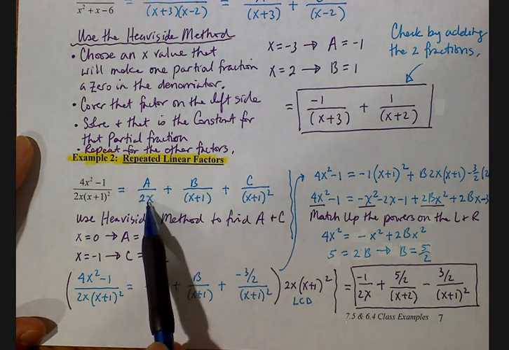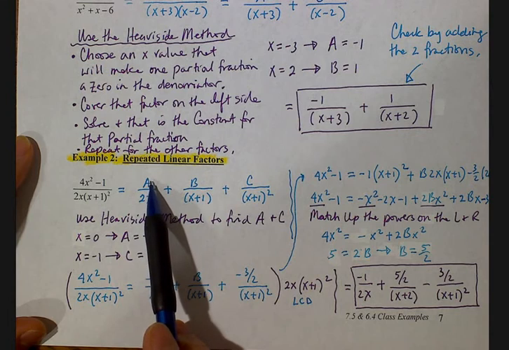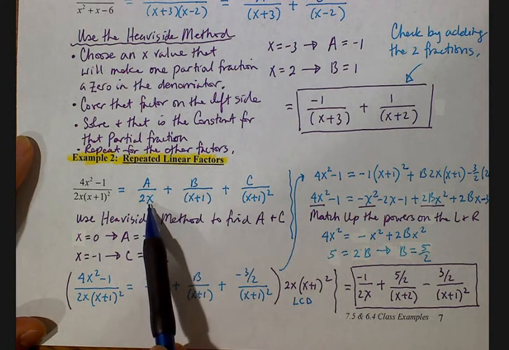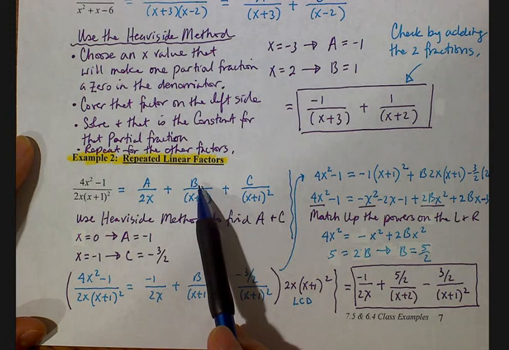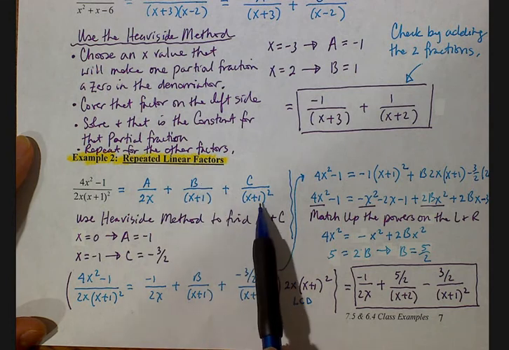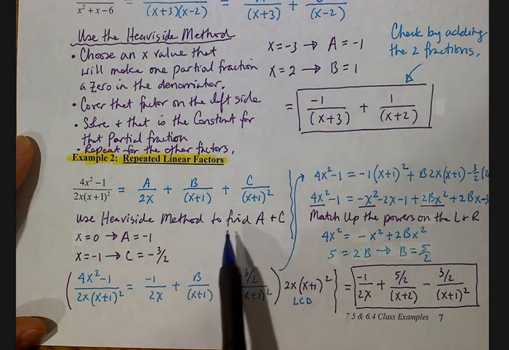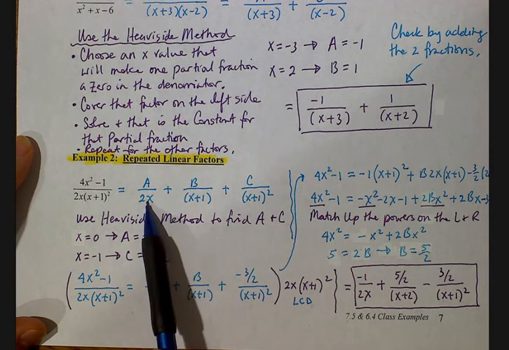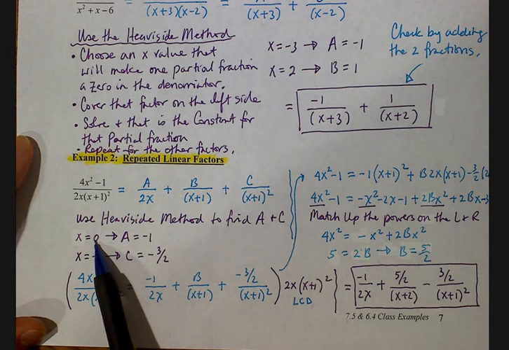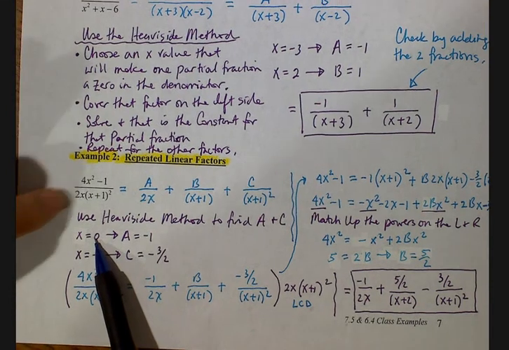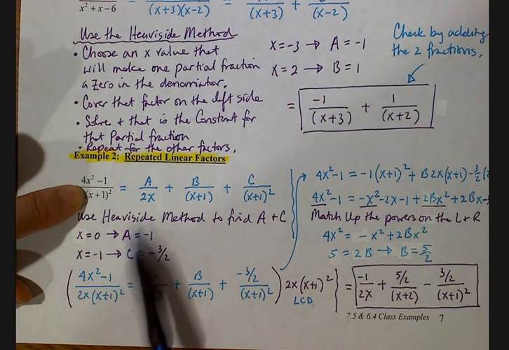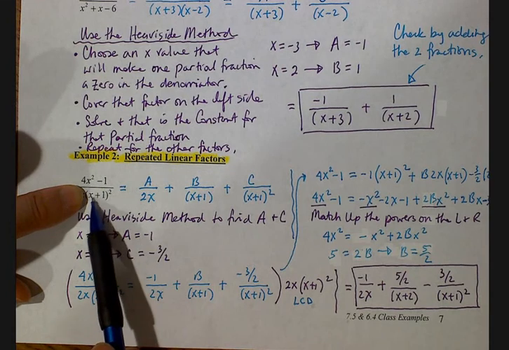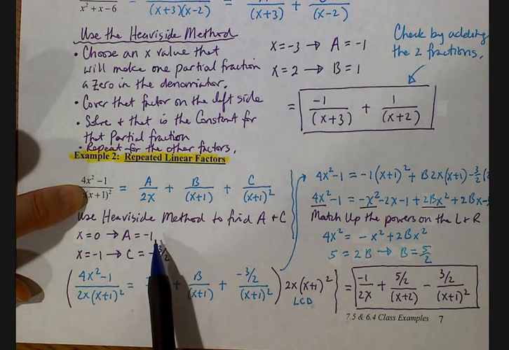Okay, so to keep this as a proper fraction, I have a constant up on top, a, and then I have a constant b on top, and then a constant c on top of this. Okay, so for this one, I can use the Heaviside method, the cover-up method for a and c. Right, so what will make this 0 is x equal to 0. So then I cover up this and put in 0 for this. So this drops out and this drops out. So I get a is equal to negative 1.